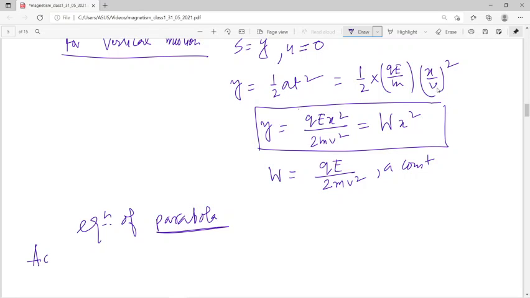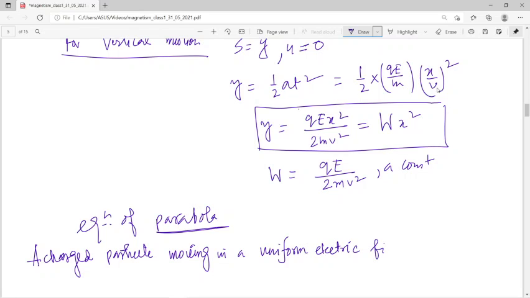So a charged particle moving in a uniform electric field follows a parabolic path, that you should know.